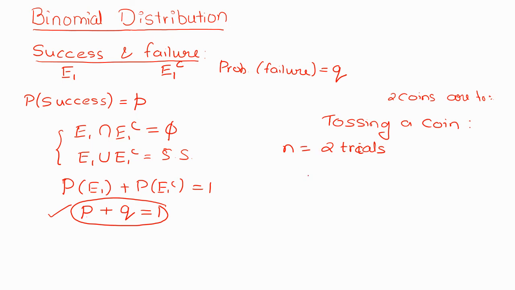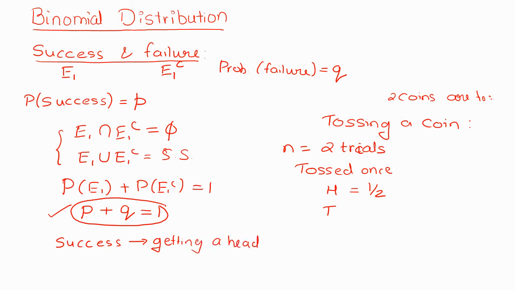Now whatever it will be, when it is tossed once, you will get either a head or a tail. What is the probability of getting a head? Half. Now suppose my success is getting a head. What is my failure? Not getting a head, which is the same as getting a tail.